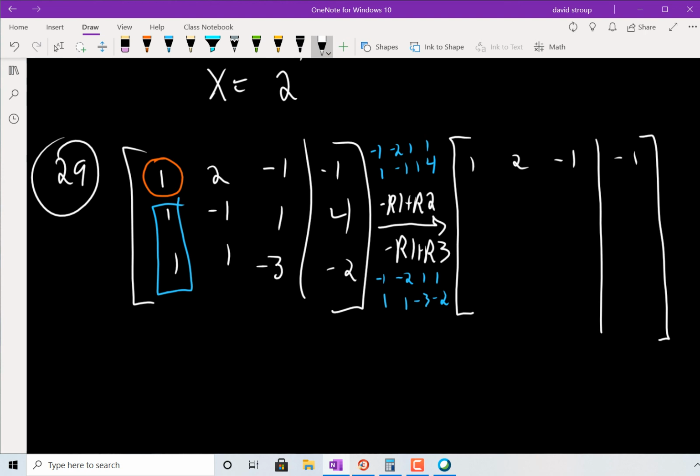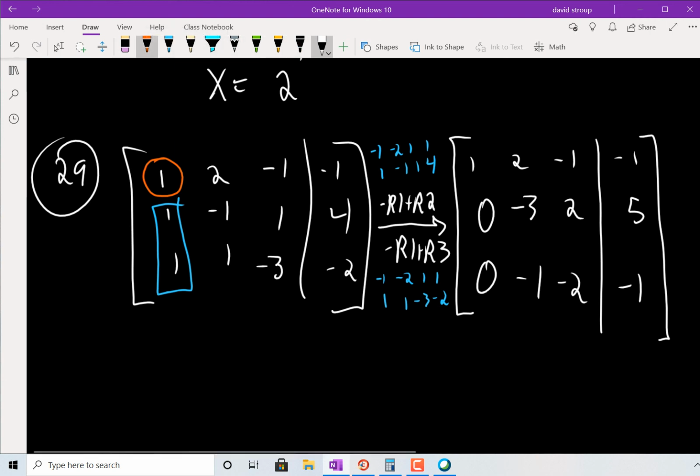Second row, negative 1, 1, 0. I got the cancellation I wanted, negative 3, 2, and 5. Finally then, 0, negative 1, negative 2, negative 1. Okay.